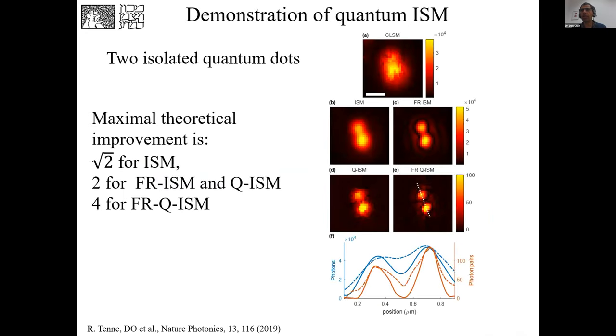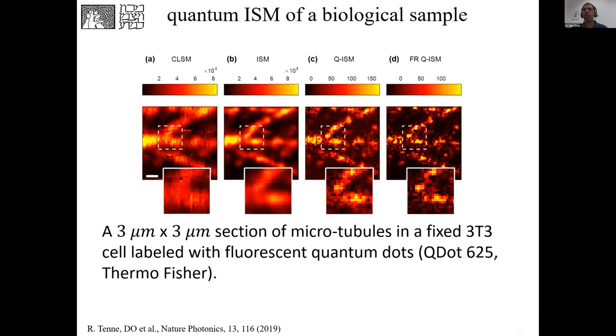And indeed, this works. So this is 2 isolated quantum dots. Of course, they cannot be resolved by a standard confocal microscope. They can barely be resolved by this pixelated version, image scanning microscopy, this pixelated version of a confocal. But now with a photon pair signal, they can be readily resolved. And of course, applying some mathematical Wiener filtering or Fourier weighting, you can improve resolution here. And since this is a confocal and the detector is fast, you can actually apply this to a biological sample. So these are microtubules labeled with quantum dots.